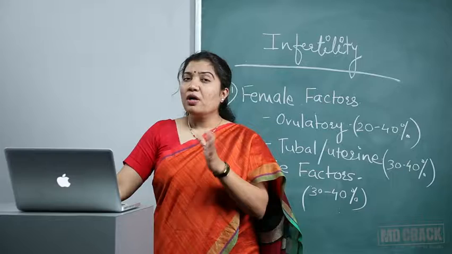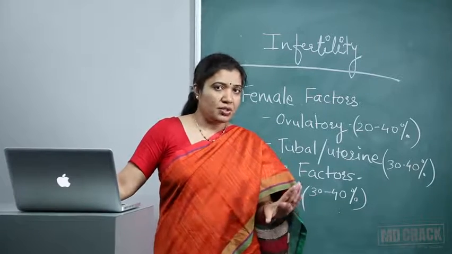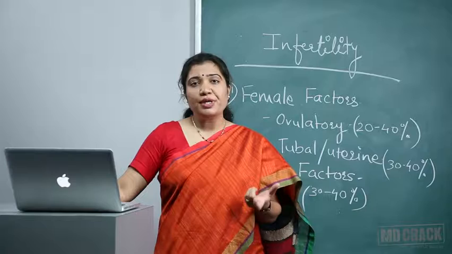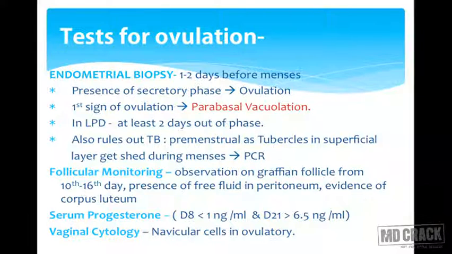Follicle growing around 20 millimeter to 22 millimeter suddenly disappears, and there is presence of fluid in the pouch of Douglas. These are the signs which tell us that ovulation has taken place. There can also be evidence of corpus luteum which can be detected. Serum progesterone levels, another test. Day 8, the levels are very low, less than 1 nanogram per ml.